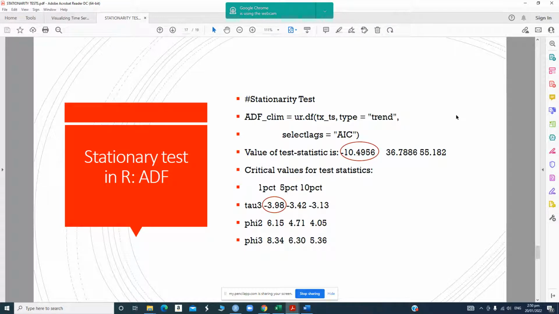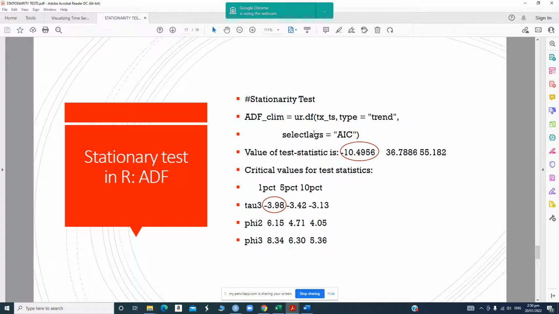For the type, we have three types. We have trend, if it's trend stationary. Then we have drift, in case you just want to work with the constant. Then we have none, in case you don't want to include the constant and the trend. But usually the best thing is to start with the trend, check it, then introduce the constant. If it's constant, you type drift here, then none.